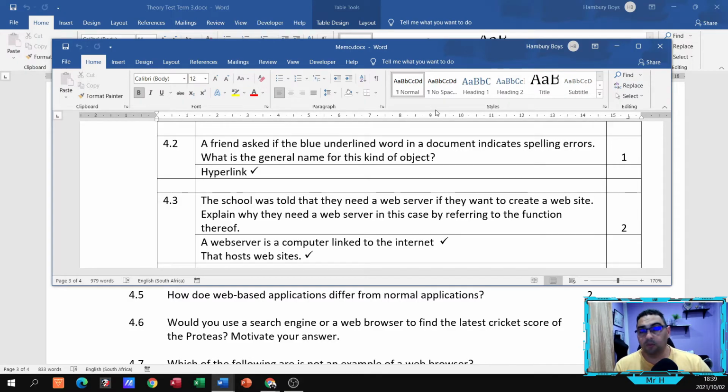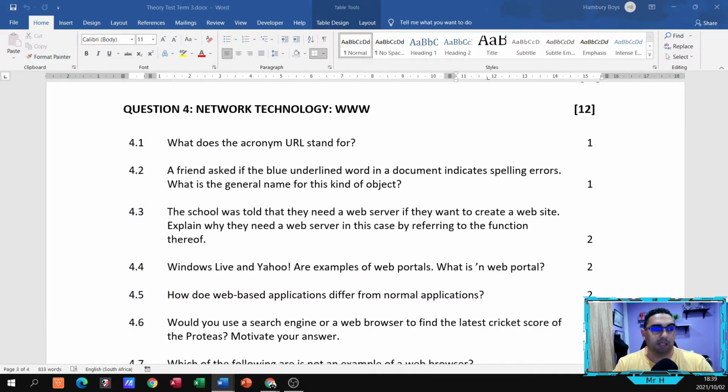And what does it do? It hosts websites. So that's where the website will sit. It will sit on this computer. And when people are accessing the website, they are in essence accessing this computer that has the website on it. Okay, so that's what they were asking you over there.